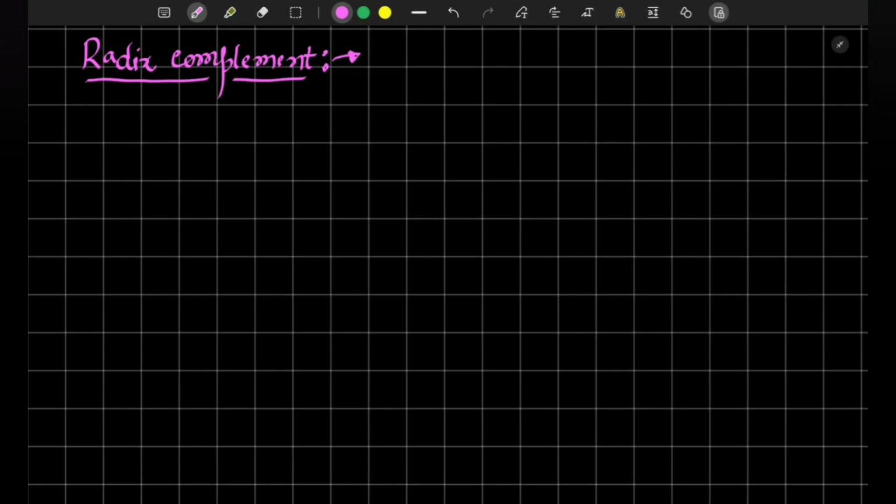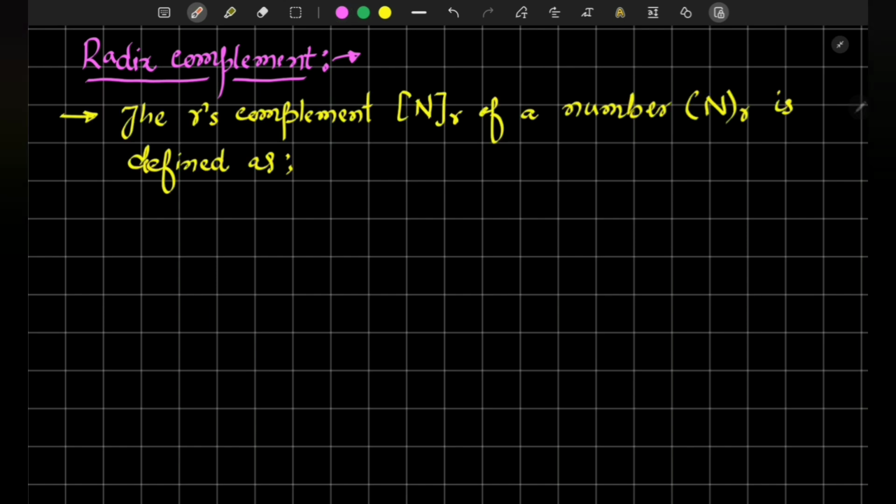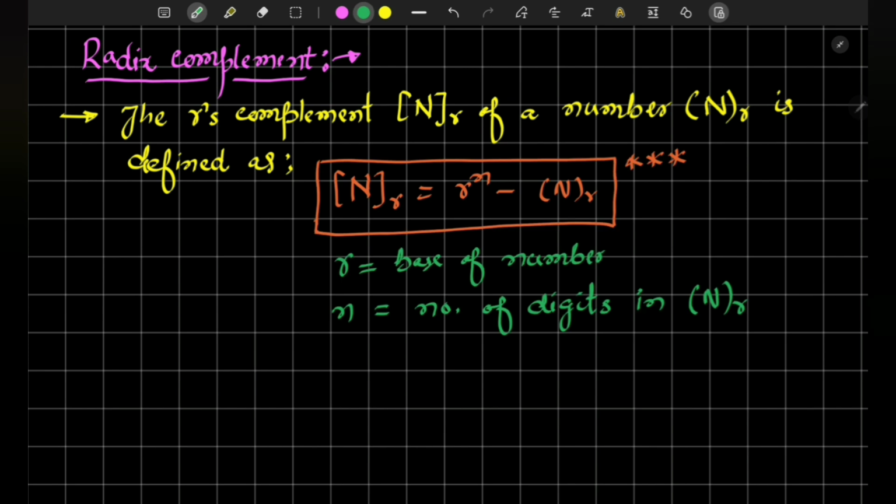Welcome dear viewers to this video lecture. Today our topic is the radix complement of any number, or simply r's complement of any number. The r's complement of any number is denoted by the number in square brackets and is given by r raised to the power n minus that particular number in the respective base. In this equation, r is the base of the number and n is the number of digits present in the number.